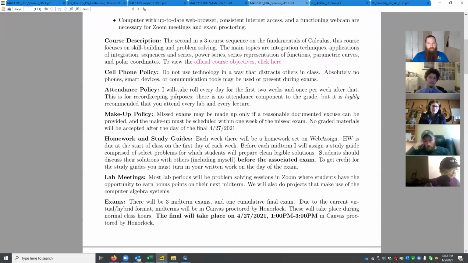Cell phone policy. This is less important now than it is in an in-person class, but just don't use tech in any way that distracts other people. It's really important that we create a nice inclusive environment. If you are here, you belong here, period. There is nobody here who does not belong here, and it's really important that we don't distract other people or mislead other people or do anything that in any way disrupts the learning experience for your classmates.